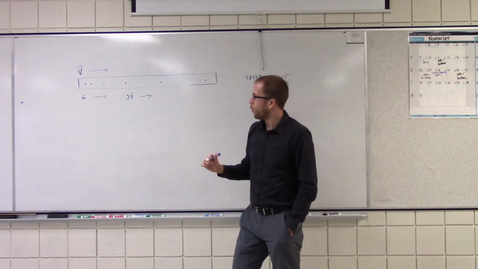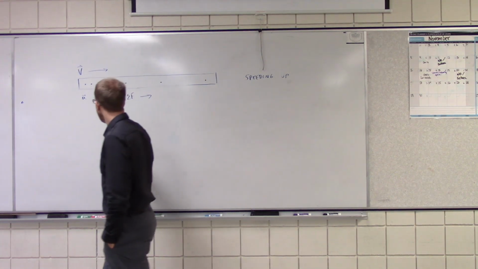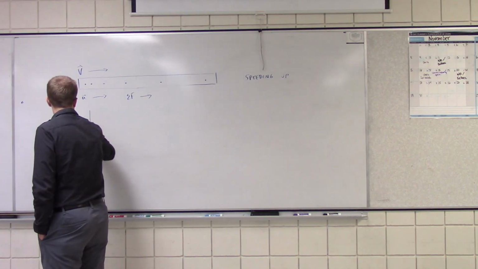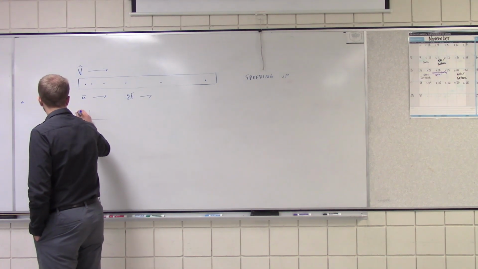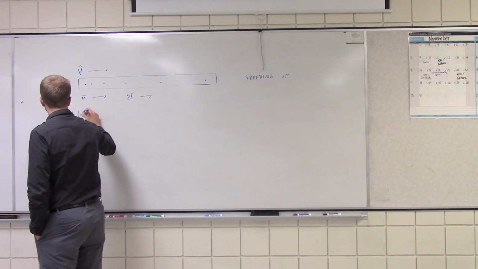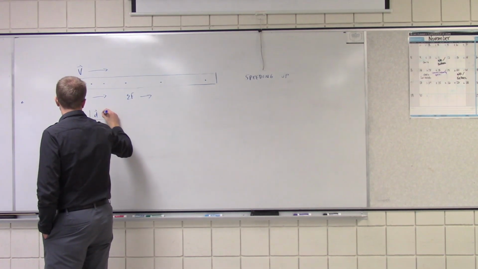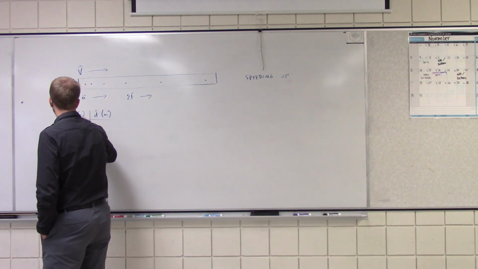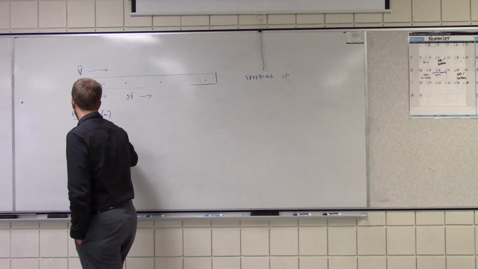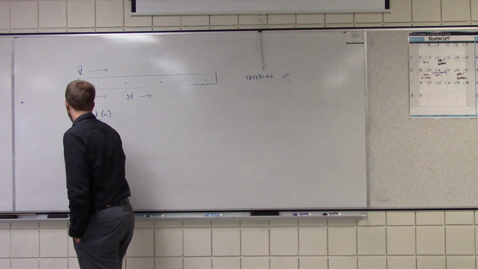Now, what if I showed you motion in a different way? What if I said that your object, let's do a position time data. Let's say that you had an object that did this.